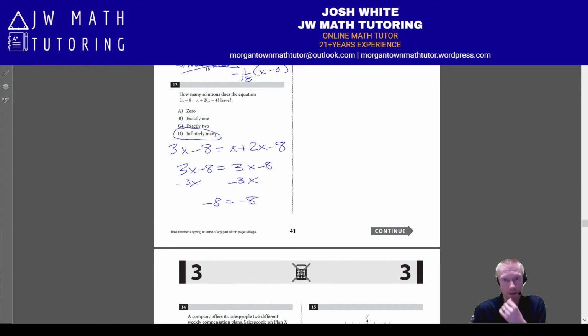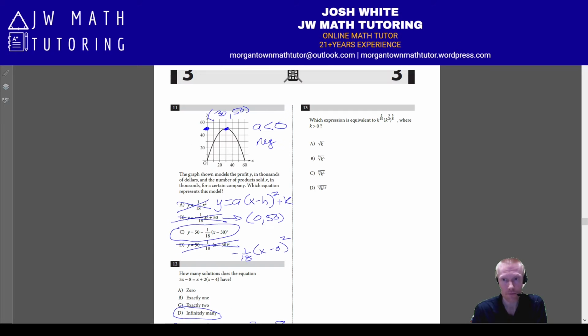And one other thing, just as a review real quick, if you had two different numbers on either side of the equals, if it was 3x minus 8 equals 3x plus 8, or 3x minus 5, or whatever some other number on the right side, that would be the no solution case. Then the answer would technically be letter A, 0. So those are good things to know, just when you have a basic equation in one variable, how to identify no solution versus infinite solutions.